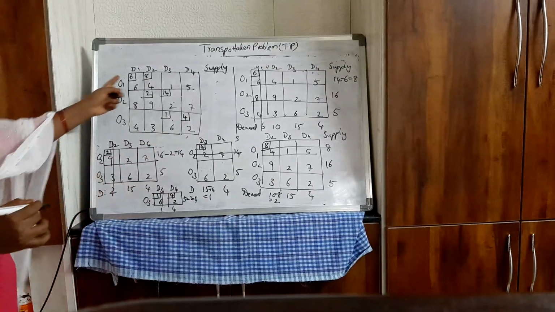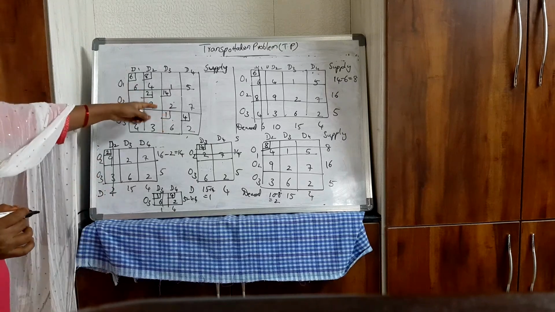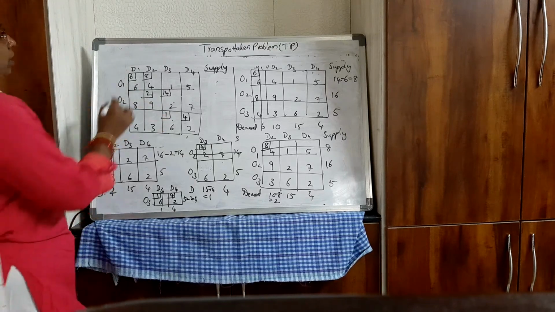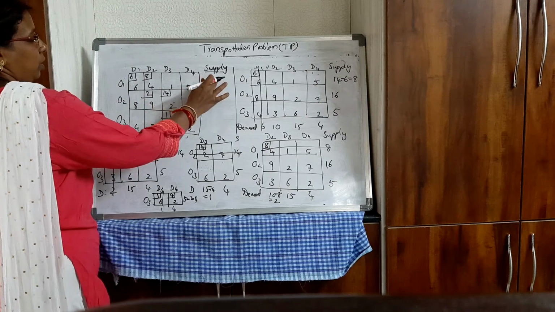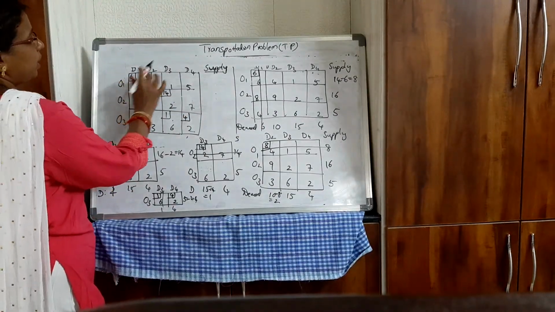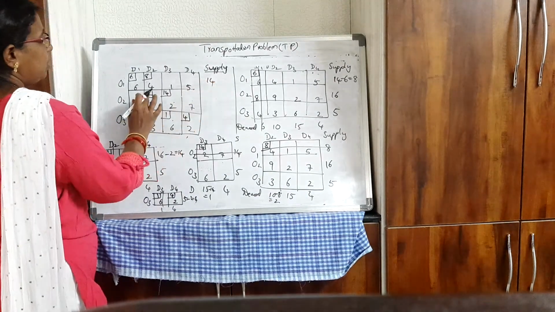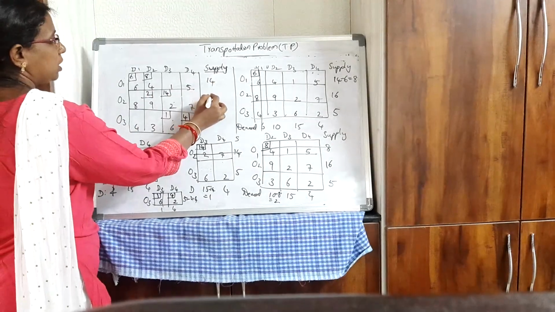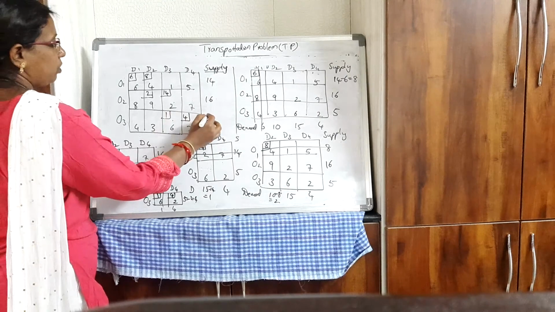Now I have marked all the allocations in the table. Now add these allocations and check whether you are getting the same values as given in the problem. So here 6 plus 8, 14. 2 plus 14, 16. 1 plus 4, 5.